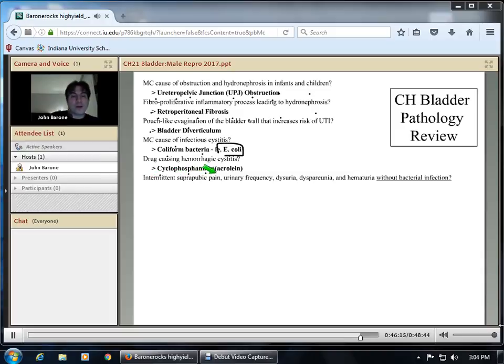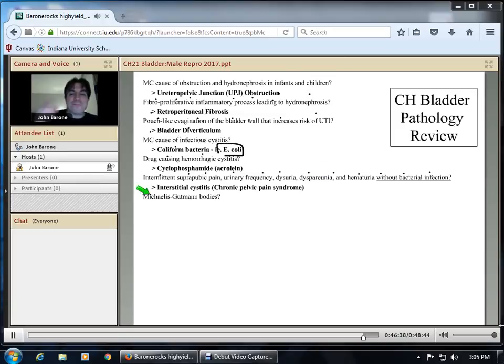All right, what are you going to call your intermittent suprapubic pain, urinary frequency, dysuria, pain during intercourse, and hematuria without a bacterial infection? Because I was about to say infectious cystitis, but then there's, that is chronic pelvic pain, also known as interstitial cystitis. Not a very cool thing to live with, chronic pain in my pelvis.